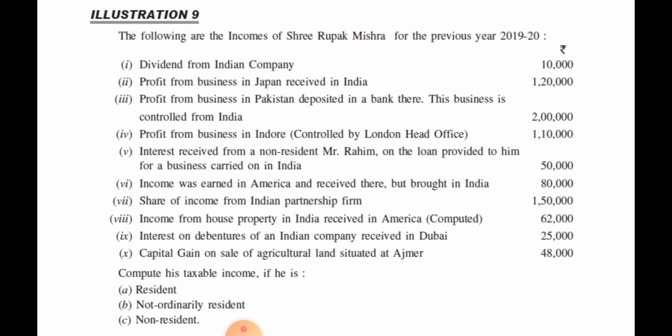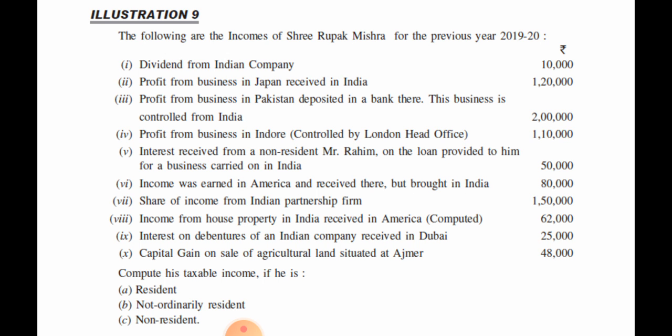This is a simple illustration just to make you aware about the taxable incomes. It means what will be the taxable incomes in different cases. So we will assume him as ordinarily resident, not ordinarily resident, as well as non-resident, and in all the three cases we will decide which income is to be taxable and which income is not to be taxable. Clear?